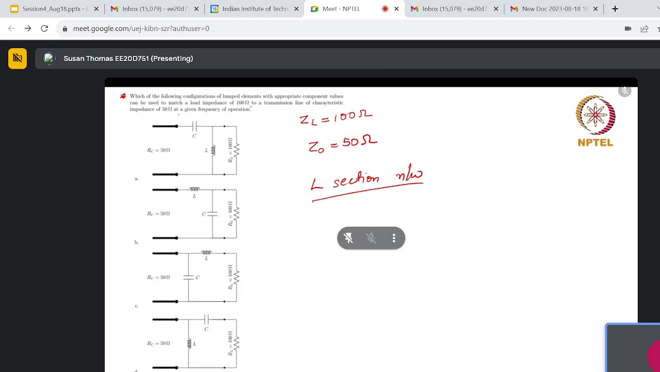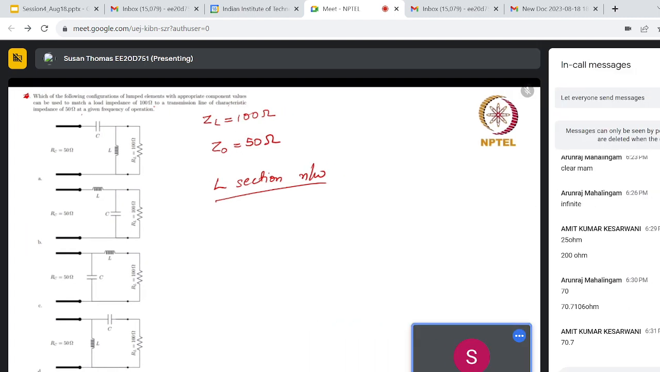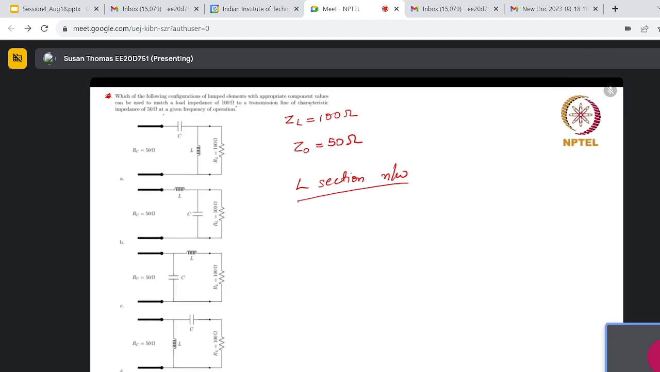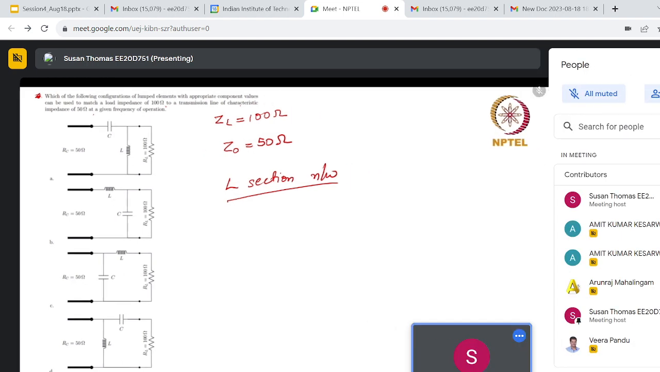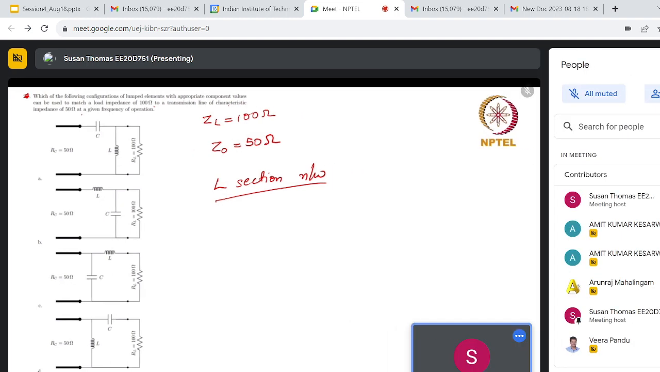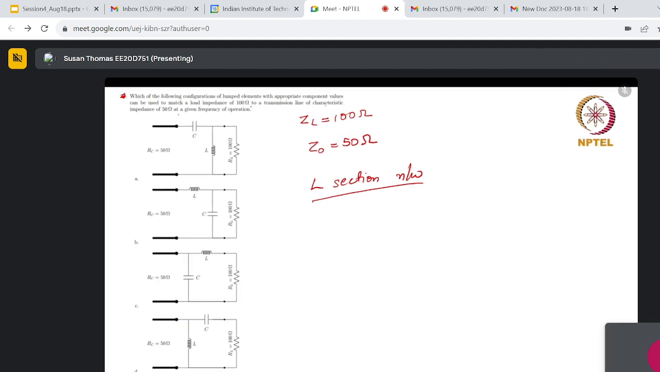This is an open question. Write in the chat what you think, or you can even unmute yourself and answer. Option A. Okay, option A. Is there any other option also, or is it just option A?